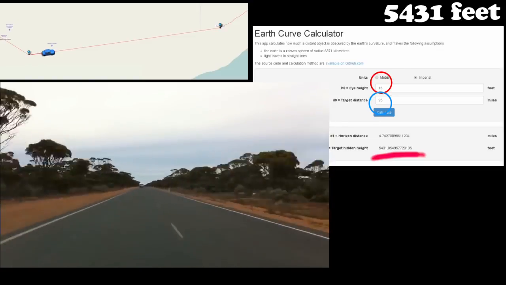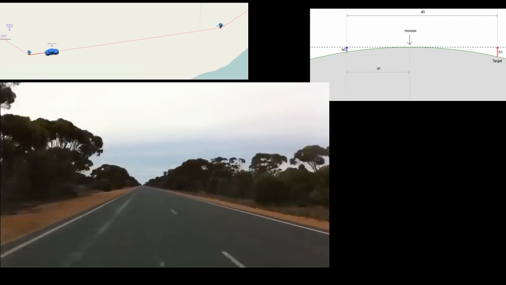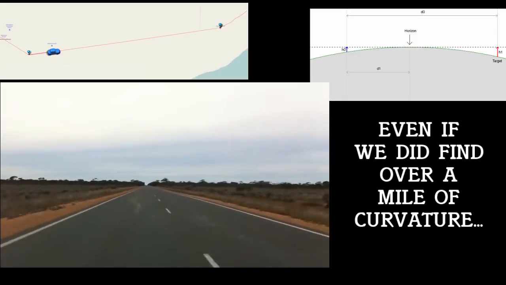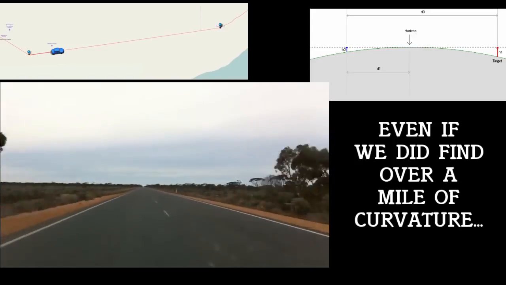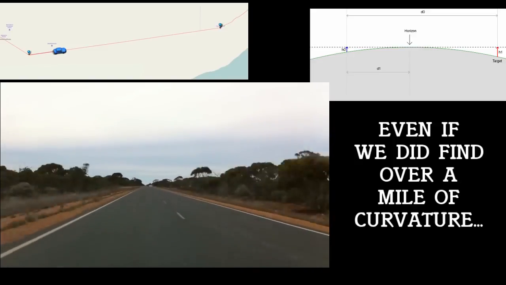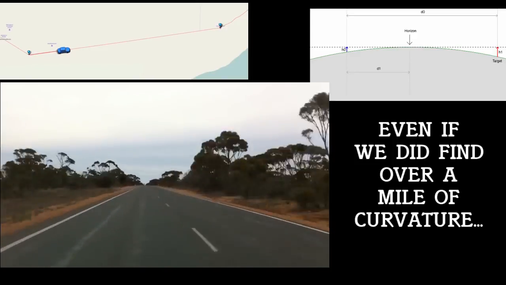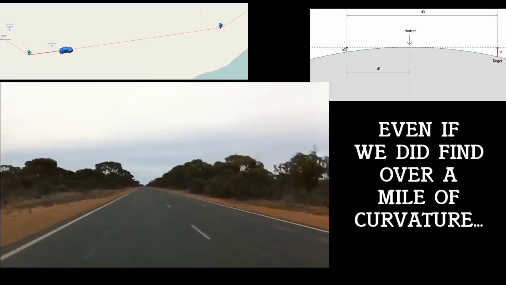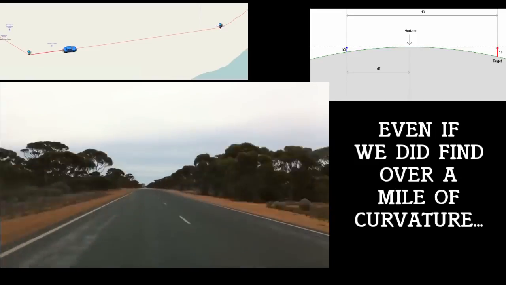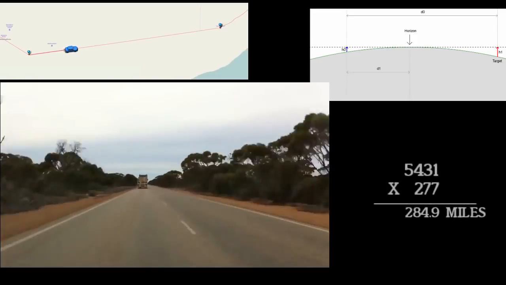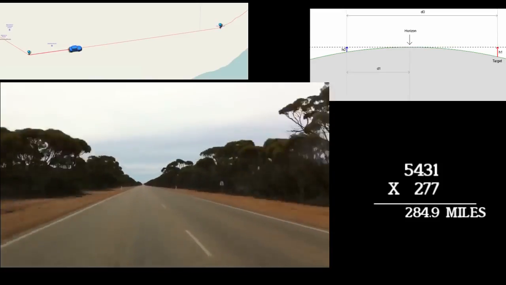Cool. Now, even after we take this journey and we realize that we just went 90 miles and only changed elevation a couple hundred feet, let's pretend that we did measure 5,400 feet of curvature. So let's say there's over a mile of curvature in this 90-mile stretch. Well, then if we take 25,000 miles and divide it by 90, we get 277. So that means there's only 277 segments of 90 miles on Earth. So if we take that 277 and multiply it by the 5,400 feet, guess what? We get 284 miles. Do you believe that there's only 284 miles of curvature on the 25,000 mile Earth?